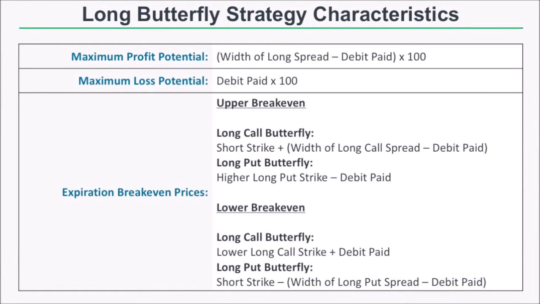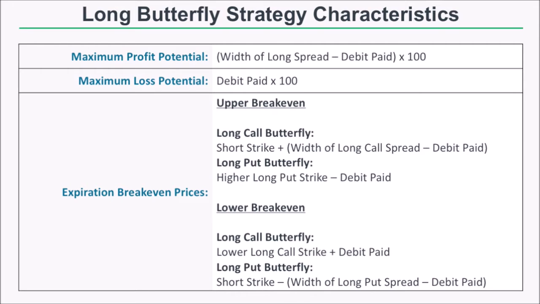Alright, so let's talk about the strategy characteristics of the long butterfly. First and foremost, the maximum profit potential is going to be equal to the width of the long spread minus the debit paid, times 100, and the maximum loss potential is going to be the debit paid times 100.